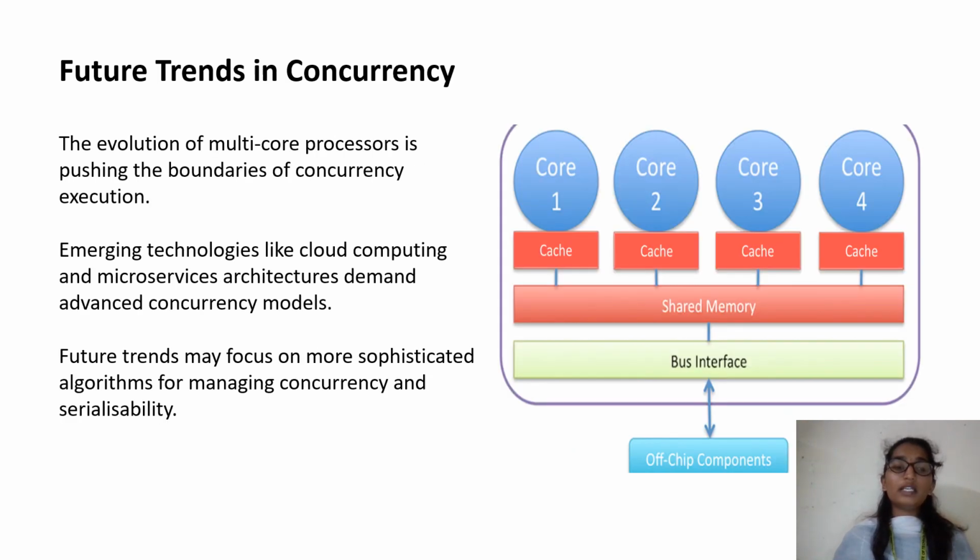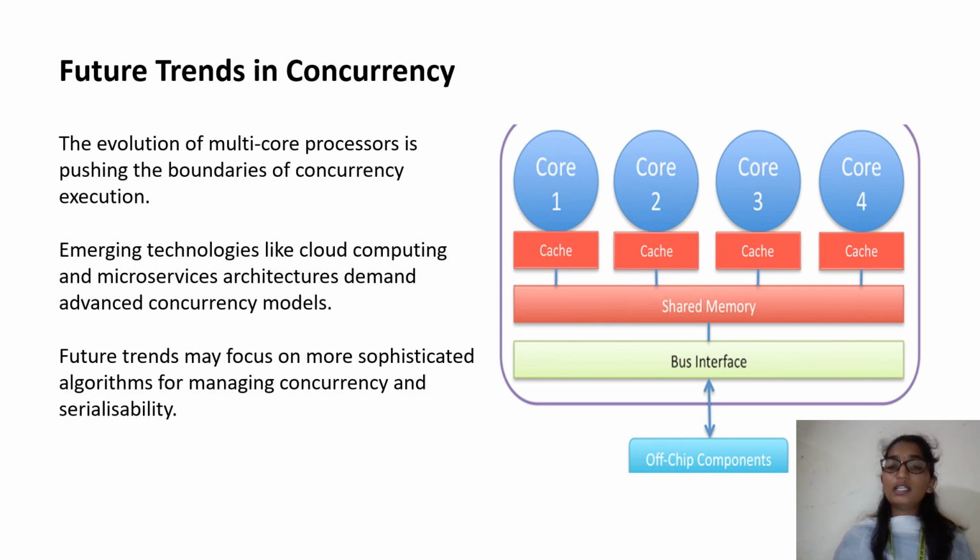Future trends in concurrency. The evolution of multi-core processors is pushing the boundaries of concurrent execution. Emerging technologies like cloud computing and microservice architectures demand advanced concurrency models. Future trends may focus on more sophisticated algorithms for managing concurrency and serializability.